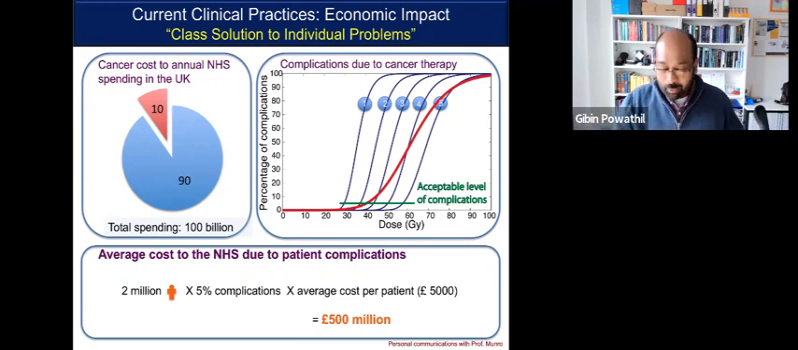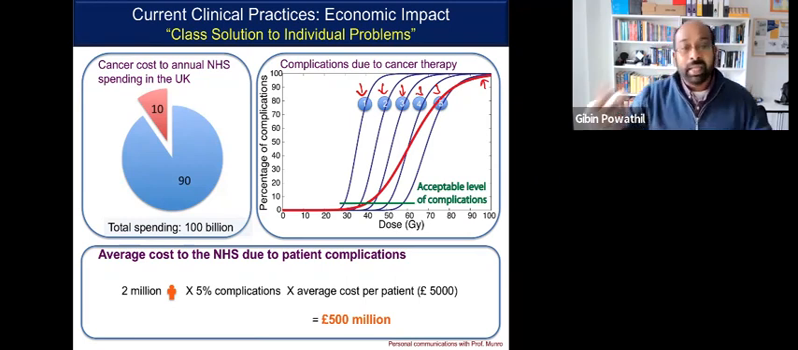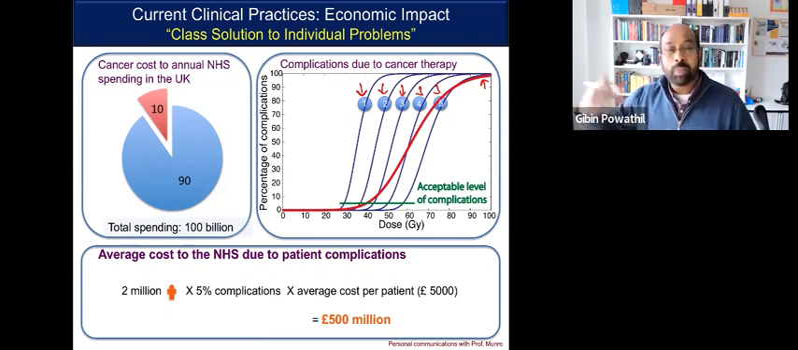For example, I have 5 patients here, and if they are given a uniform treatment, which is the red curve, you can see that some of those patients are overtreated and some are undertreated, which increases the complications after such treatments, and it costs much more to treat those complications.